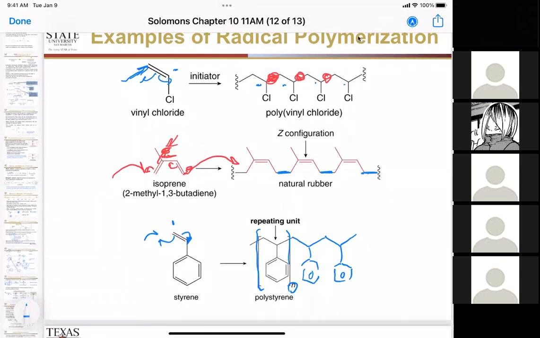Okay, so now in the book, they actually cover something in the radical chapter that's a little different. We can actually polymerize the same vinyl monomers using a different mechanism that does not involve radicals.